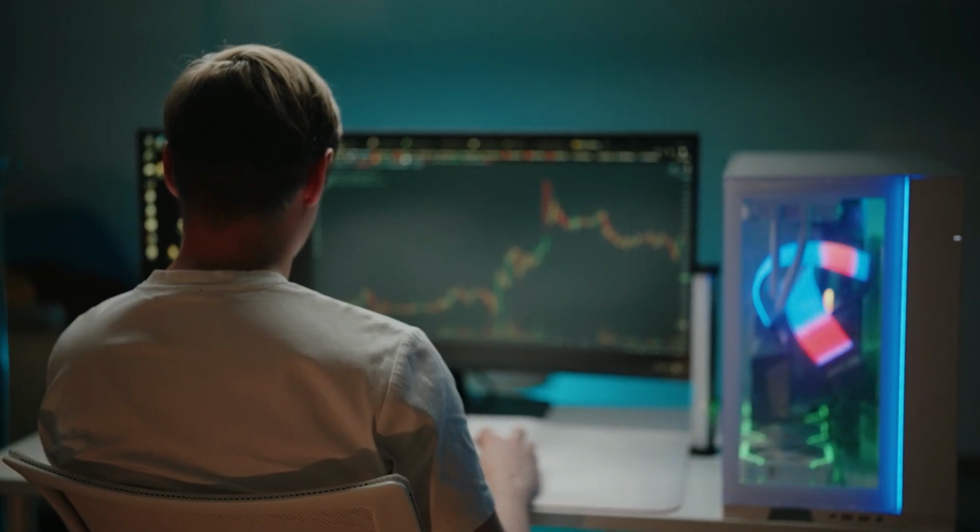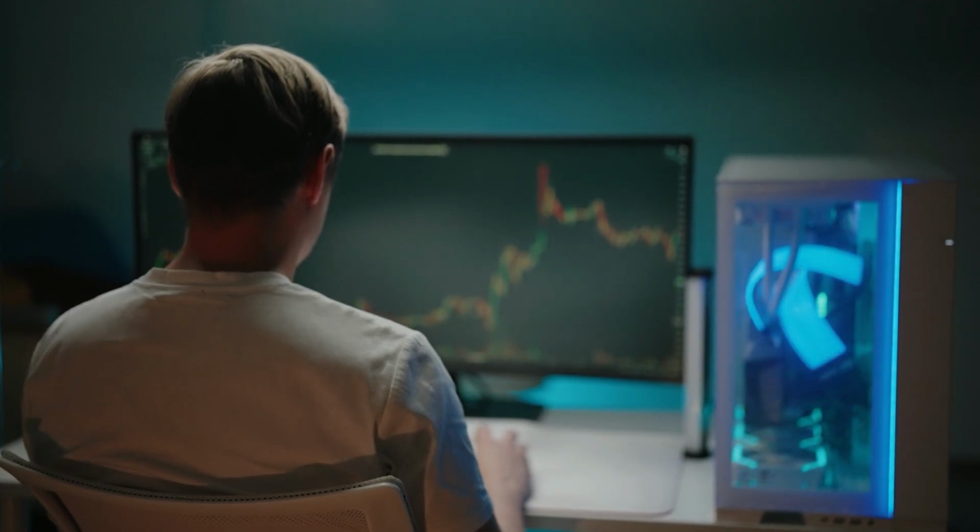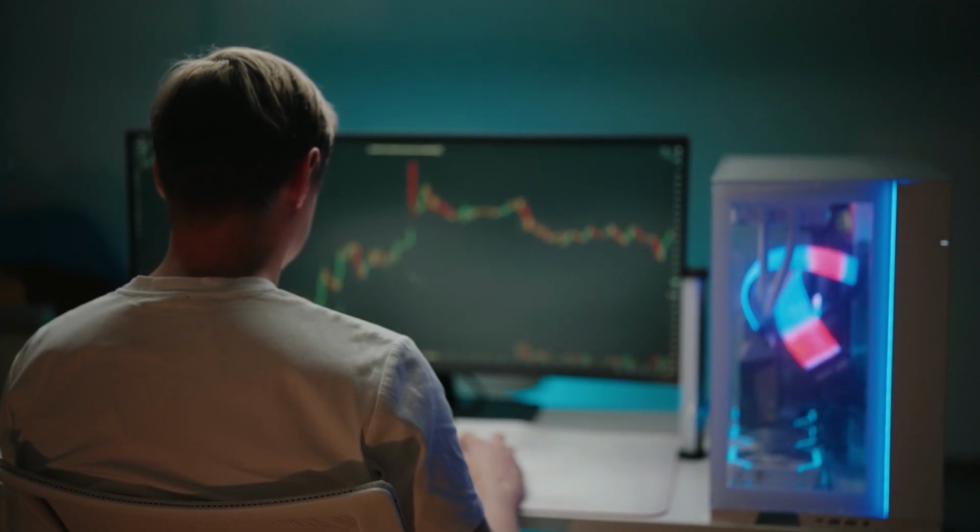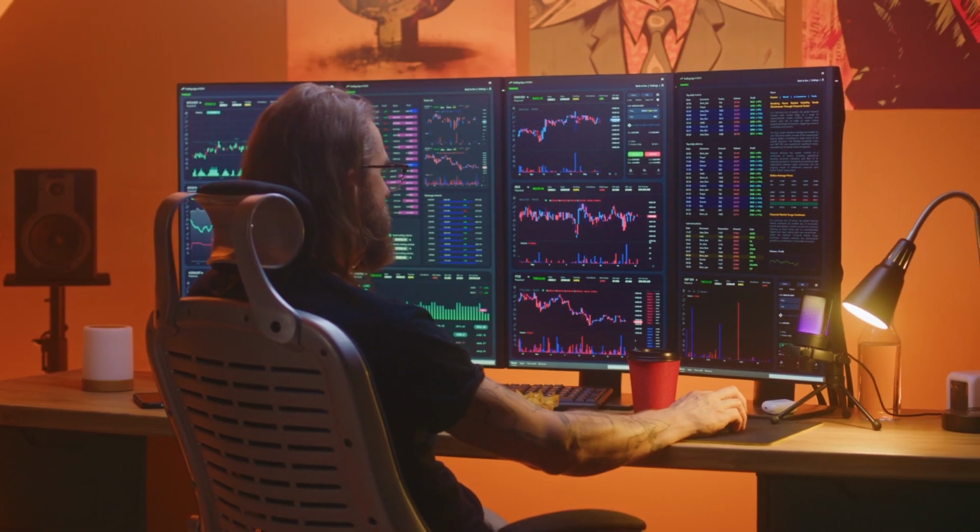You don't get paid for the number of trades you take. You get paid for taking good trades and surviving the bad ones. For me, selectivity is part of the edge.